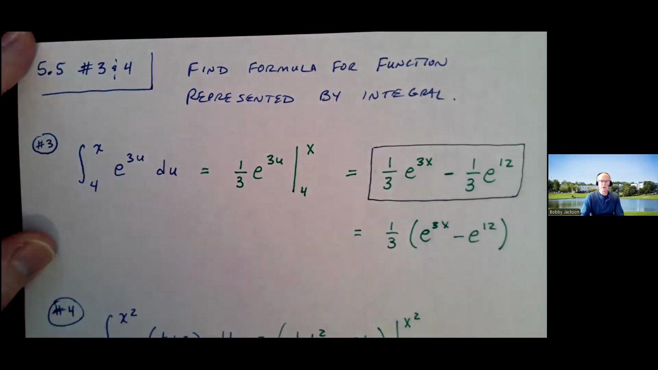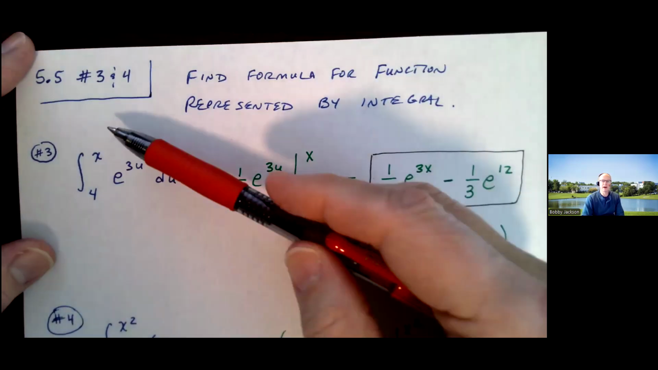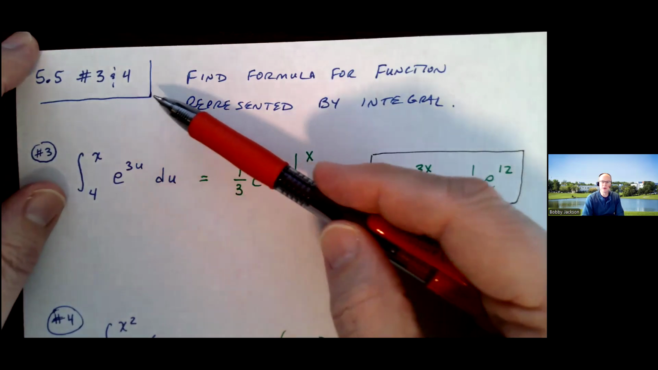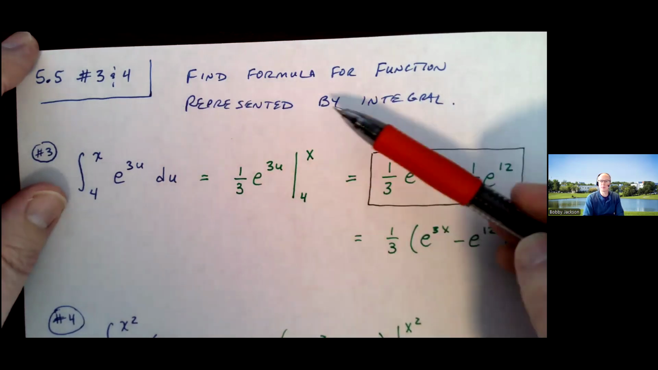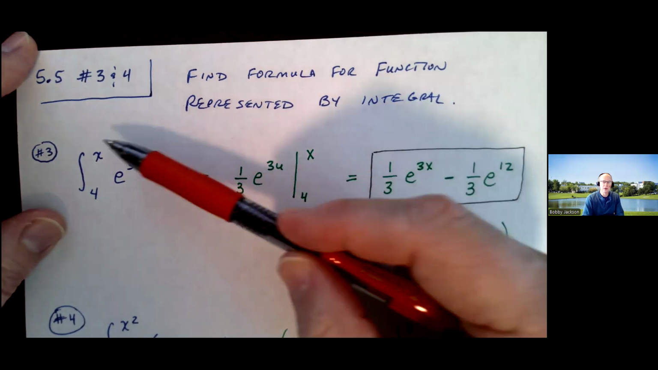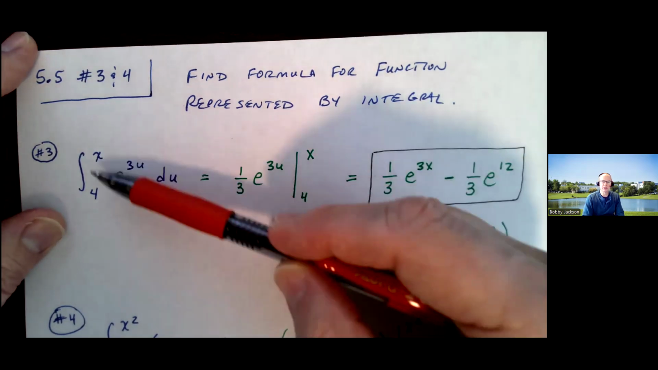Okay, we're going to look at numbers 3 and 4 in section 5.5. Very similar to numbers 1 and 2. We're going to find a formula for the function represented by the given integral. For number 3, this is the integral that's given.